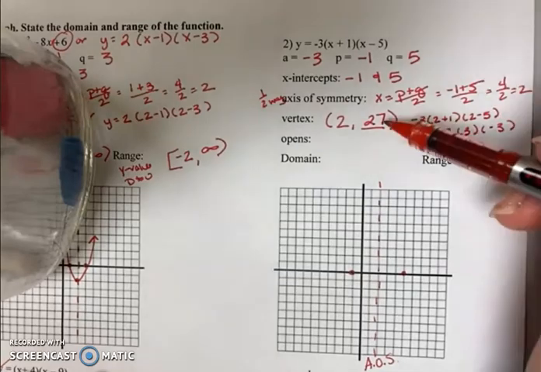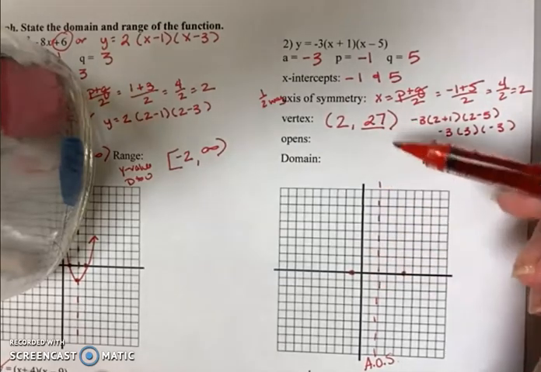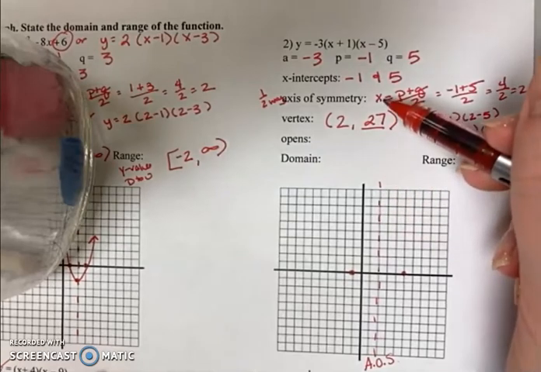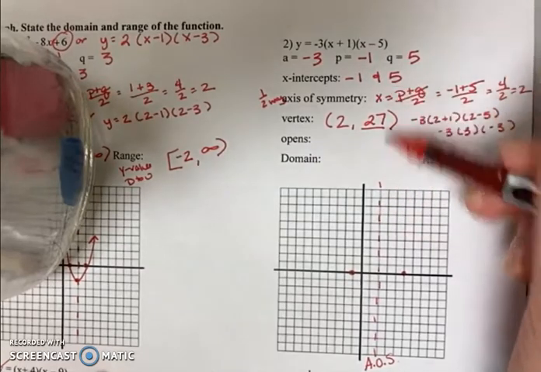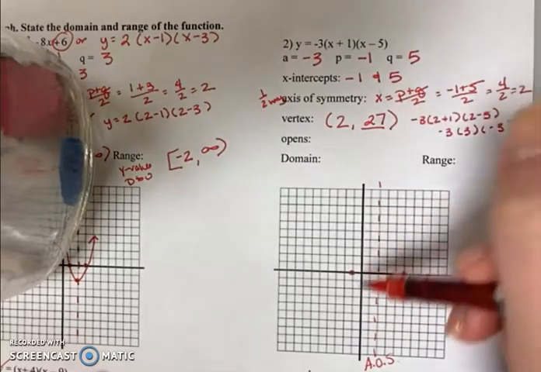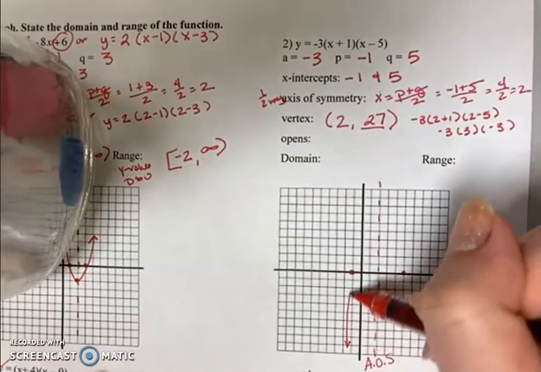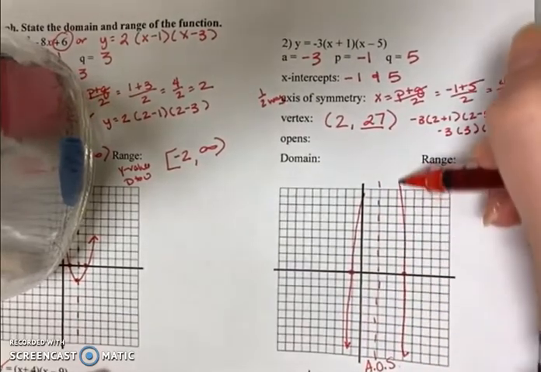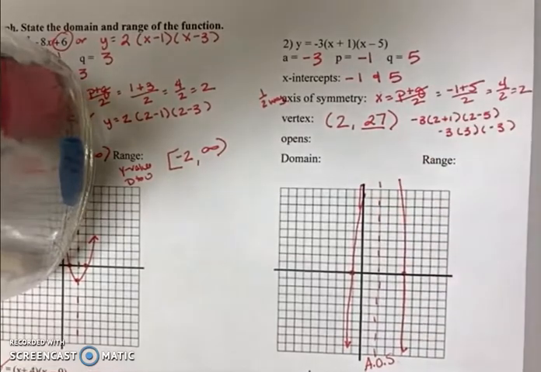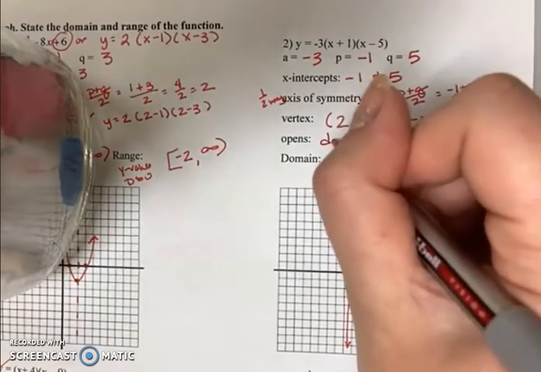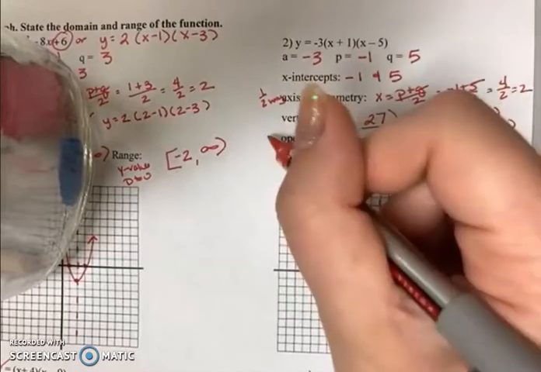Now, I know we don't have 27 on our graph if we're using a scale of 1, so it would actually be somewhere way up here. You could plot a point up here if you want, or when I graph it, I might make it just look something like this where I can tell it's going to keep going up, but we can't see it yet. Okay. It's going to open down because a is negative.